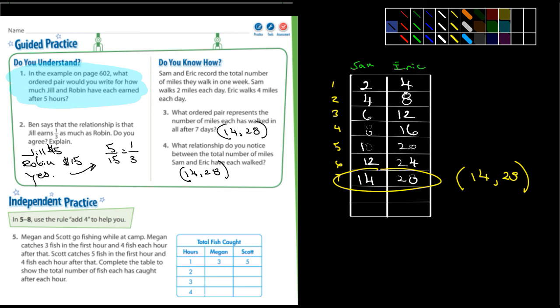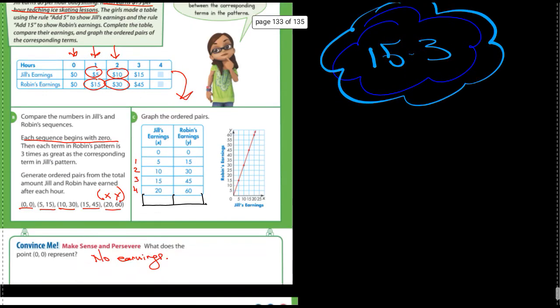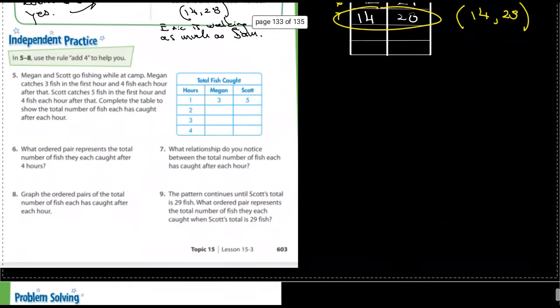What's the relationship you notice between the total number of miles Sam and Eric each have walked? Well, I think it's pretty straightforward. Eric is walking 2 times as much as Eric. No, as Sam, sorry. S-A-M. Okay, so I think this is all pretty straightforward. You guys can do this.